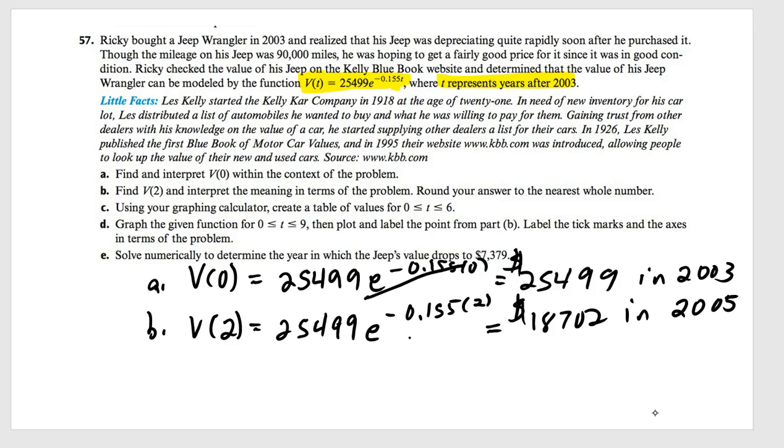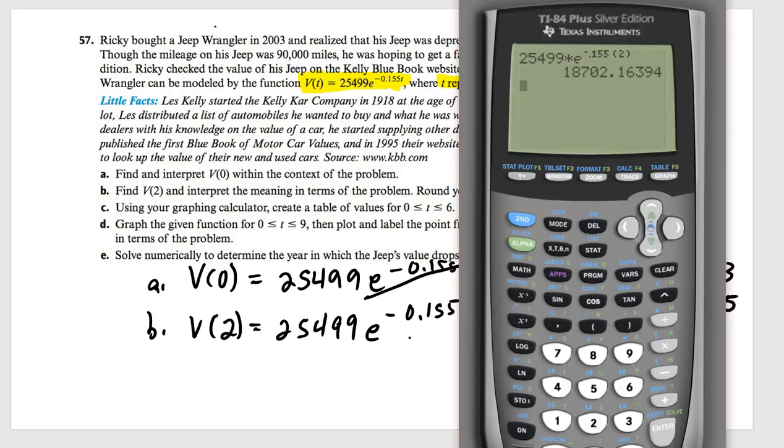Part C asks us to use our calculator and to create a table for the values from 0 to 6. So let's just show you how to do that. When you come in here, if you're going to make a table, you have to enter the equation into your grapher. And you can enter it in just like any function. And in place of T, I'm going to use an X. And if I want to find the table values, I'll hit second and then graph. And you can see I can have 0 through 6 right here.